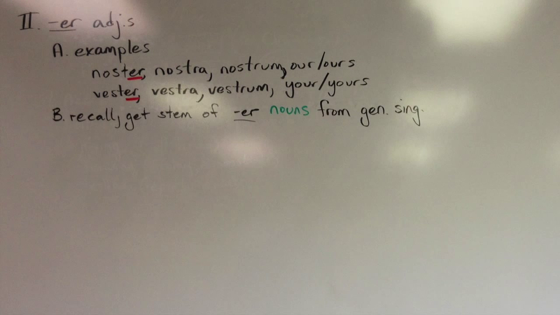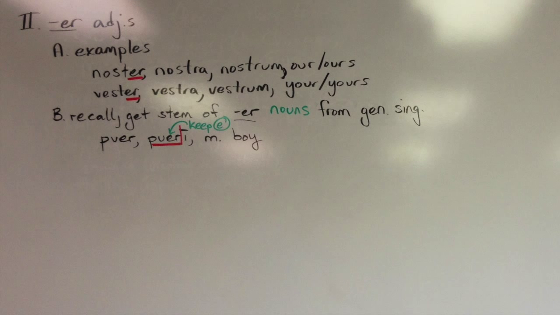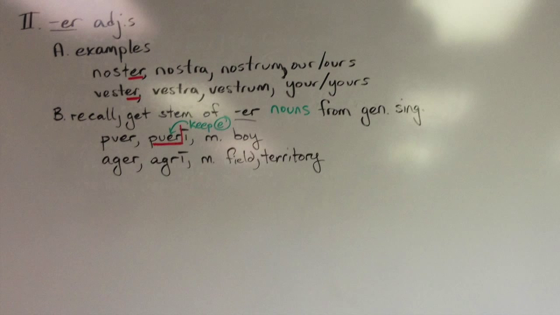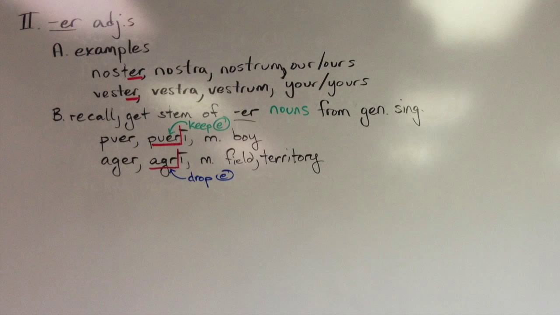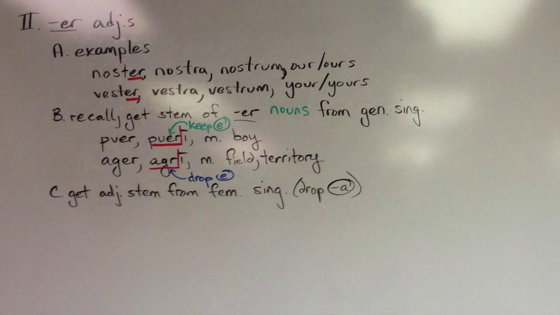Now, recall how we got the stem of our ER nouns from the genitive singular. So for instance, we know that the stem of puer is puer from the genitive singular, and that it keeps the E because of that. Or in ager, agri, we know that the stem is agr from the genitive singular, and that it drops the E. Our ER adjectives are going to be a merger of both how we get the stem from ER nouns and our normal adjectives. So they'll go through all the same forms as a normal adjective, but instead they're going to get their stem from the feminine singular. So the second part of the entry, which ends in A.